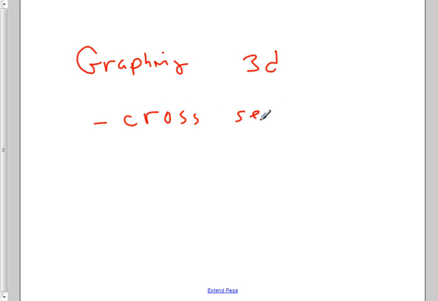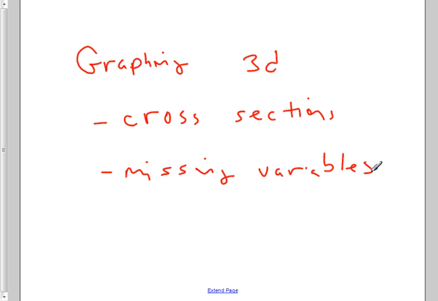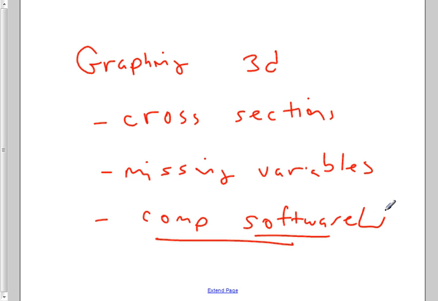And that's it. So really, this section is about being able to graph in 3D. We also looked at cross sections. Talked about missing variables. And we were using computer software to help us picture these three-dimensional graphs. And this is on the Moodle site for you to use.